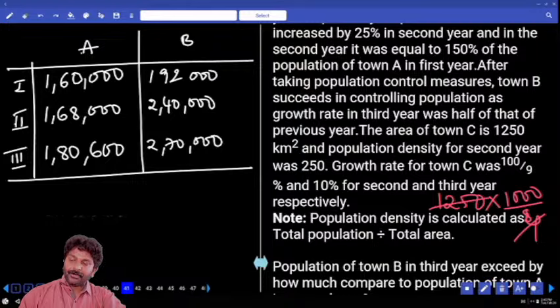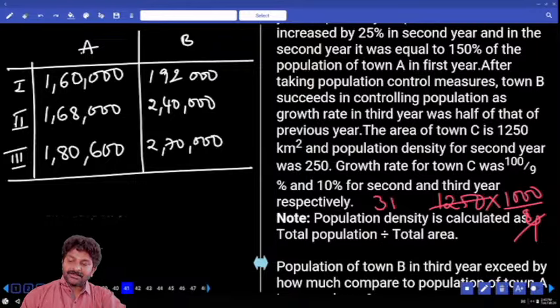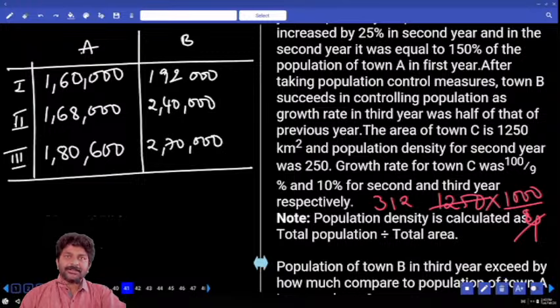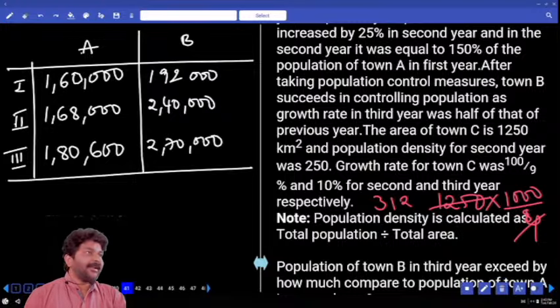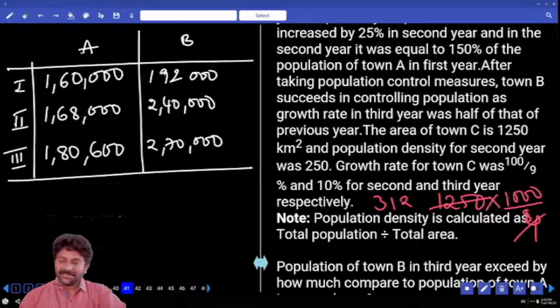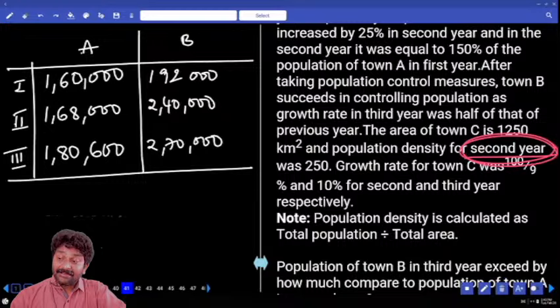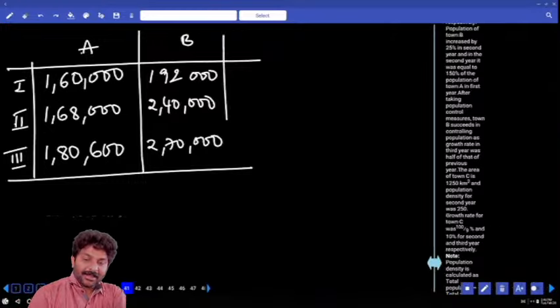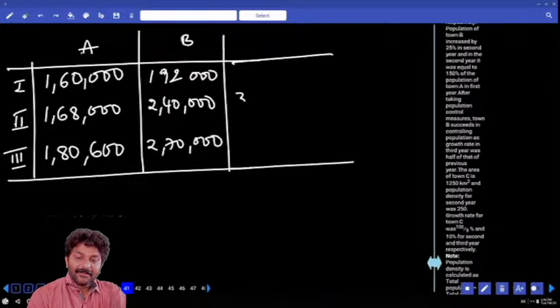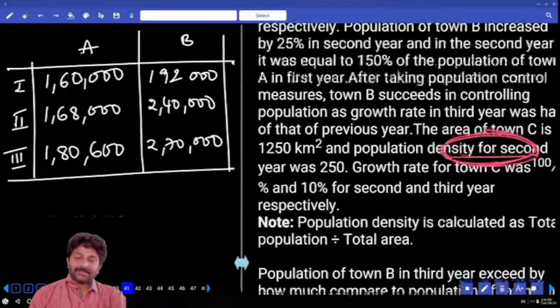Now 4 threes are 12, 0.5 into 1000, that means 3,12,500. Yes, 3,12,500. In which year? In the second year. So now 3,12,500. From first year to second year, what was the percentage increase?